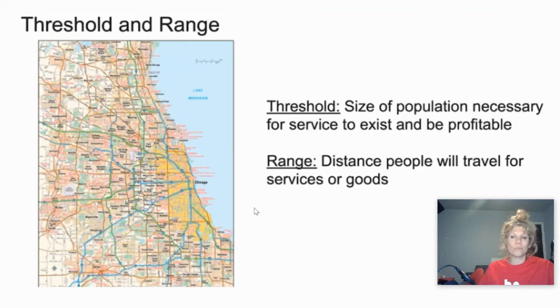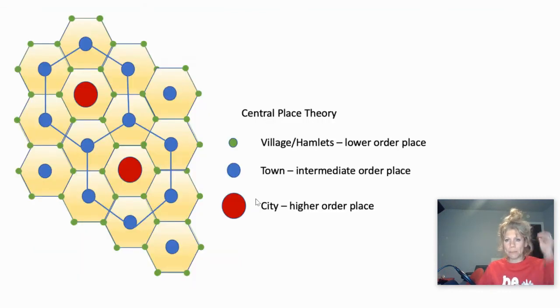Okay, so that is range. All right, let's go back to central place theory, and I have set up just a little legend here to help you along when we're looking at this a little closer. So the bigger circle is going to represent a city, and then the smaller blue circle may be a town, and even smaller than a town will be like a village or hamlet. That's going to be the lower order place, okay?